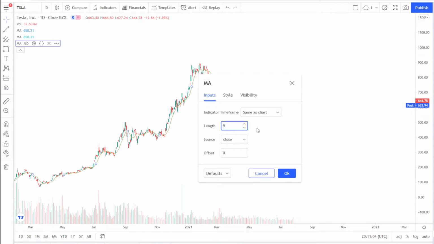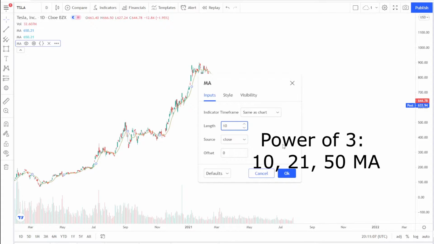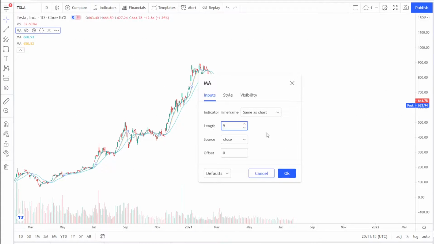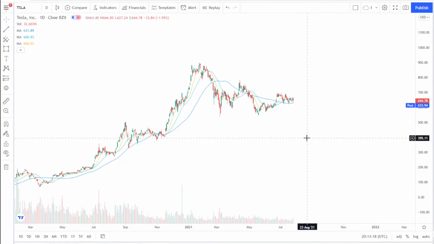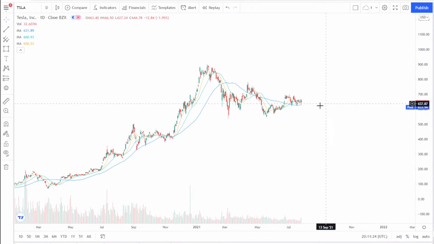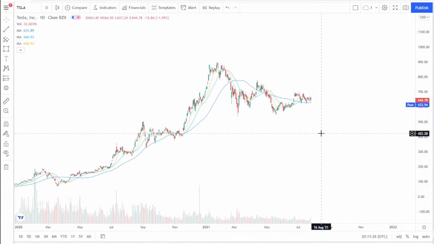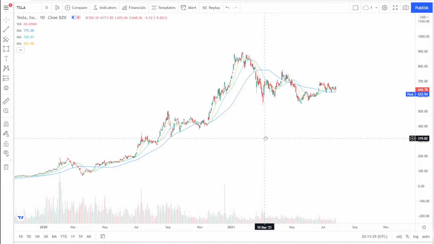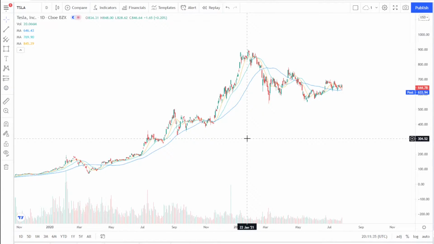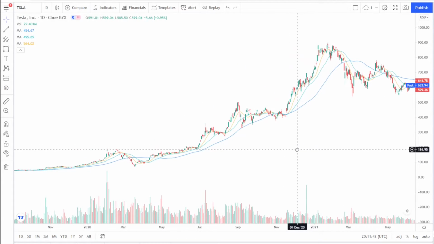And for the power of 3, you're going to want to be using the 10-day moving average, the 21-day moving average, as well as the 50-day. So for the power of 3 strategy, the 10-day, 21-day, and 50-day. So what this strategy basically is, simply whenever these 3 moving averages start to converge and get within 1 to 2% of each other. We can see on Tesla this started to happen back in November of last year.